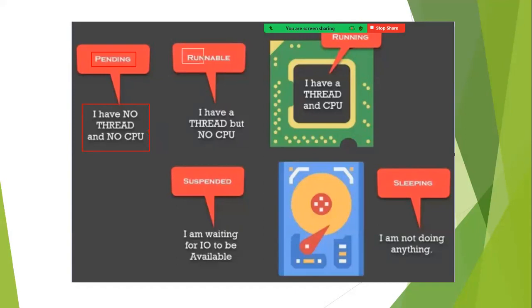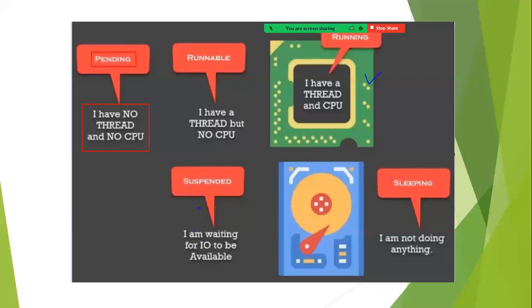Now it is in the runnable queue. So what is the runnable queue that we talked about? I have a thread, but no CPU. So the CPU cycle is not available, and it is waiting for CPU to be available. Then I have a thread and CPU, so it is executing on the CPU, right? I have a thread and I have a CPU.